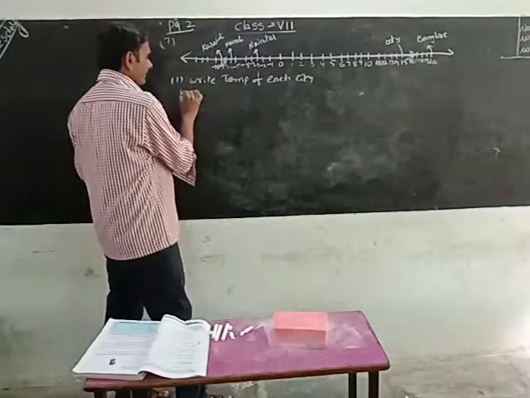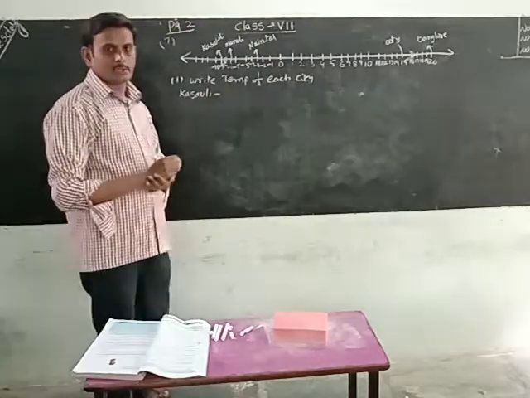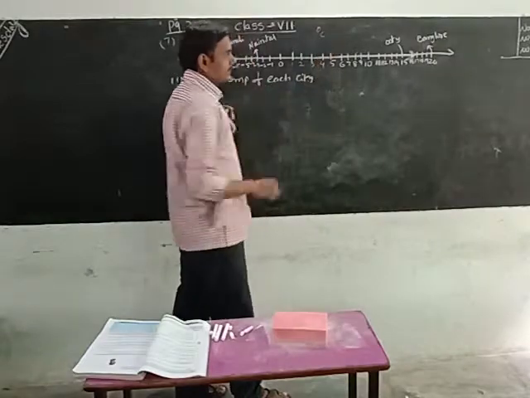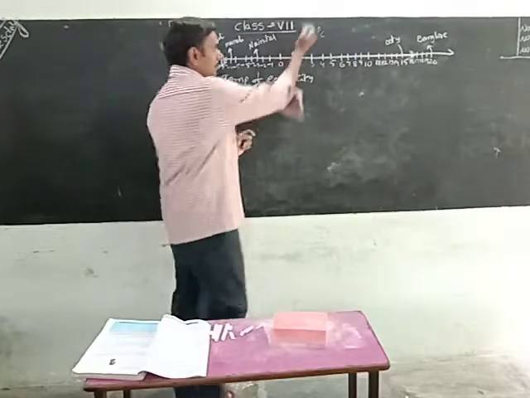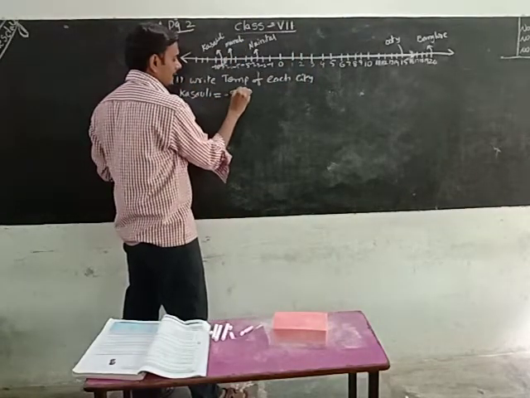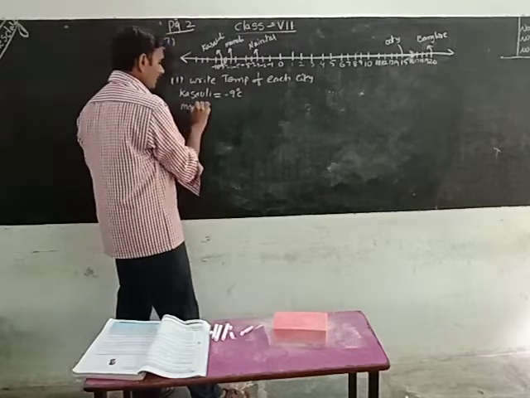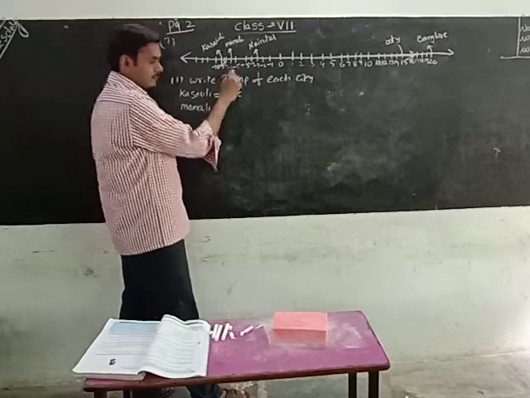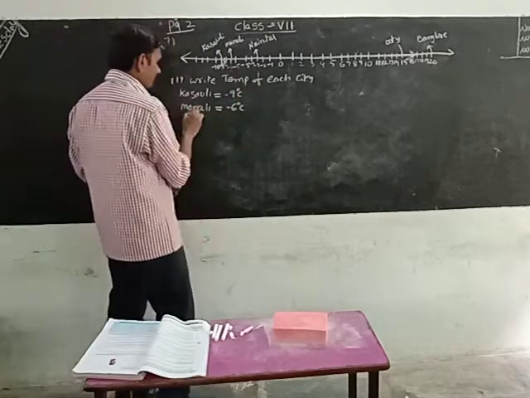Okay, Kasauli. What is the temperature of same? Whenever you write the temperature, we can write the symbol degrees Celsius. Okay, Kasauli temperature is -9 degrees Celsius. Next, Manali temperature. Manali temperature is located at -6. So -6 degrees Celsius.